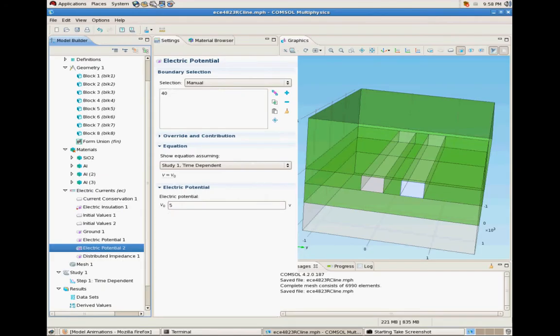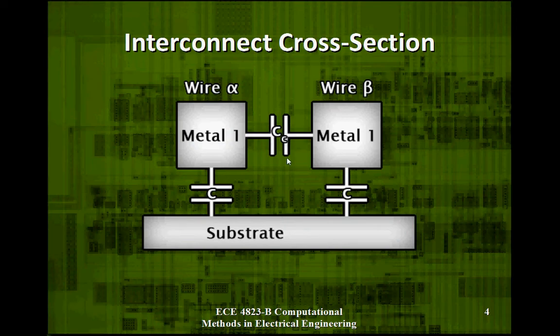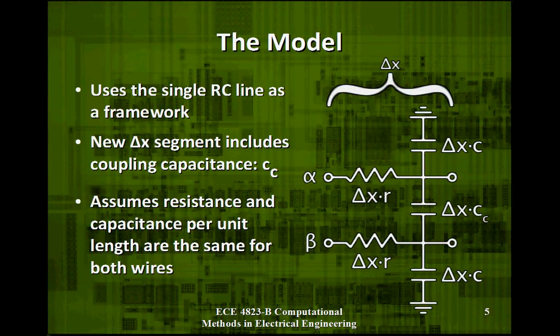So how do we account for coupling capacitance? We might have a situation like this, where two lines of interconnect run parallel to each other. Because this geometry is symmetric along the length of both wires, we can add a new parameter, coupling capacitance per unit length, C sub C. By taking two segments of the distributed RC line model and linking them together with our new parameter, C sub C, we get a model capable of describing crosstalk.